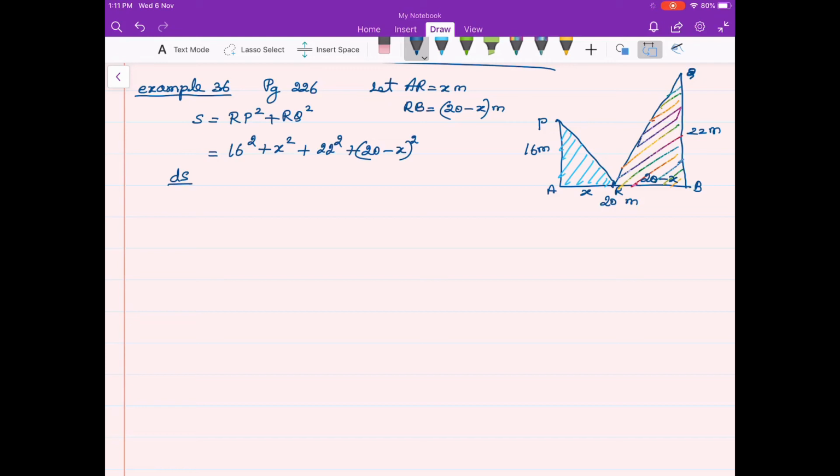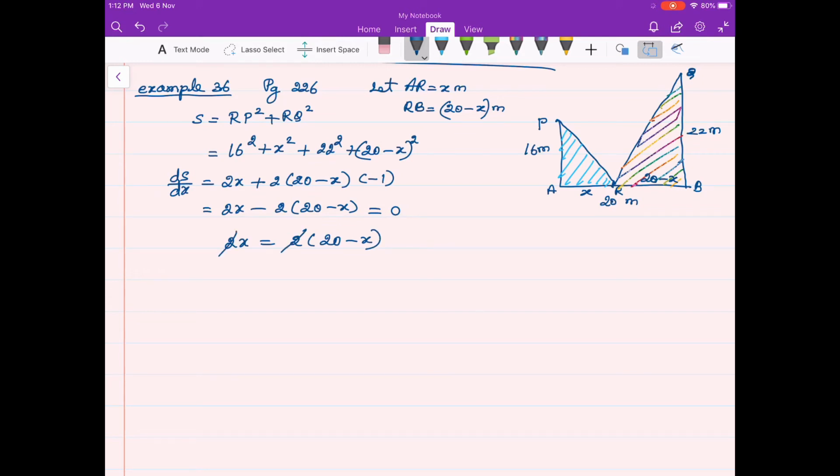Now, let us differentiate with respect to x. 16 square is a constant, so its derivative is 0, differential of x square is 2x, 22 square is also a constant, derivative is 0. Now, let us differentiate the power first and then the base. Don't forget to differentiate the base. We get 2x minus 2 times 20 minus x. Equate the first derivative to 0. 2x is 2 times 20 minus x. Therefore, 2x is 20. We get x as 10 meters.